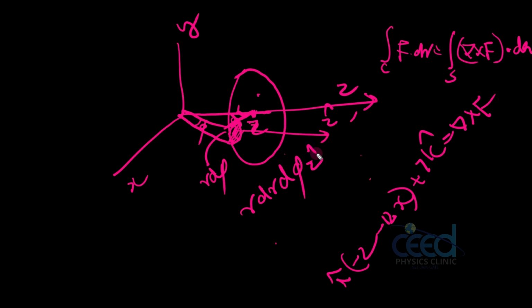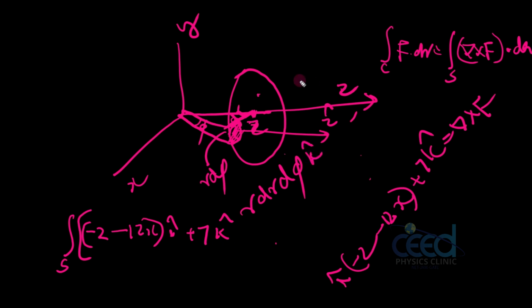Now let me write this as a surface integral. Here we have minus 12x i cap plus 7 k cap. Instead of z cap we can write k cap, so this is the k cap direction. Dot, what is dA? r dr d phi k cap.